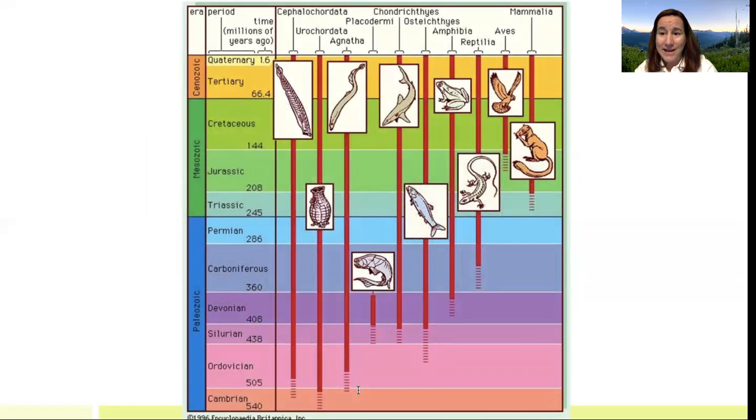Speaking of history and timelines, when we talk about eons and different time frames and different time periods, here you can see all the different groups. Here's our cephalochordates, or lancelets. When they came along, our jawless fish, and then we started getting into jawed fish. Chondrichthyes is our cartilaginous fish, and osteichthyes are our bony fish, and then we go into amphibians, reptiles, birds, mammals.